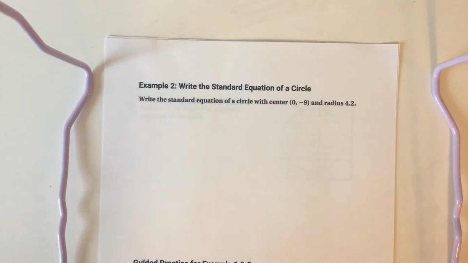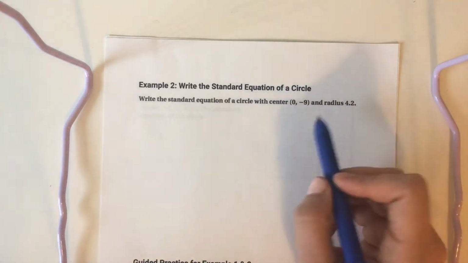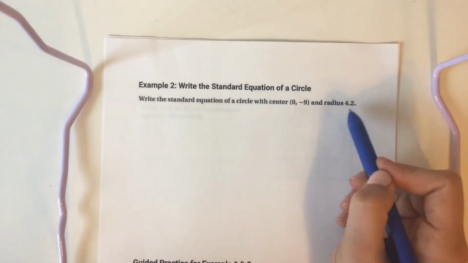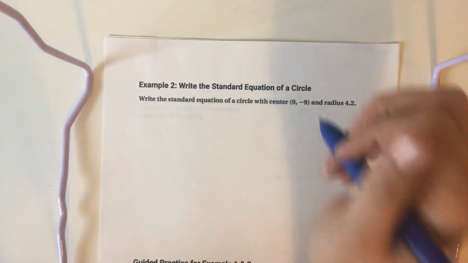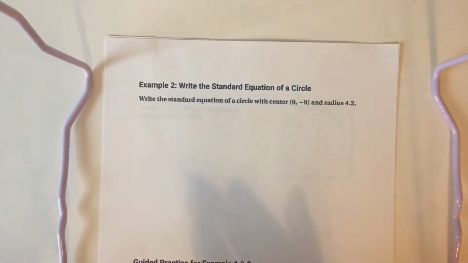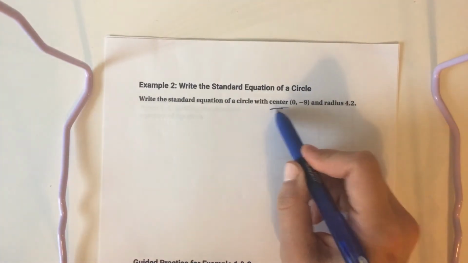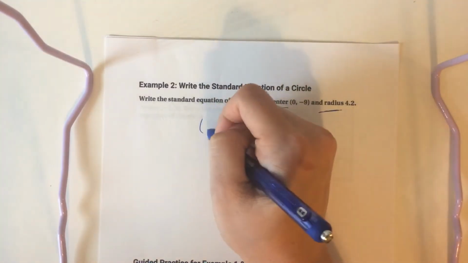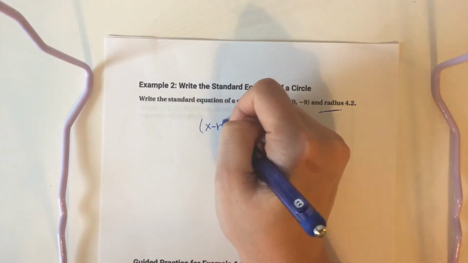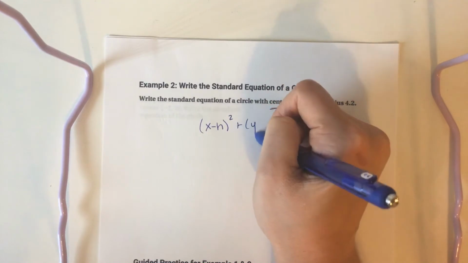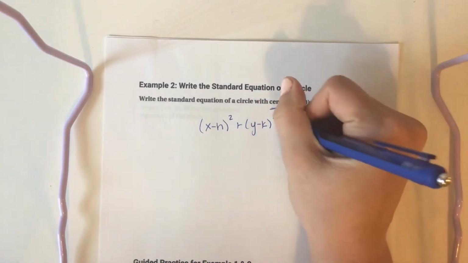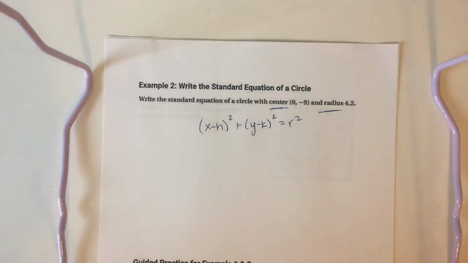Okay, write the standard equation of a circle with the center (0, -9) and a radius of 4.2. So we said we needed two things to write our equation. We needed a center and we needed a radius. And we have our equation that's going to be (x - h)^2 + (y - k)^2 = r^2. I just rewrote that standard form in case we needed it.